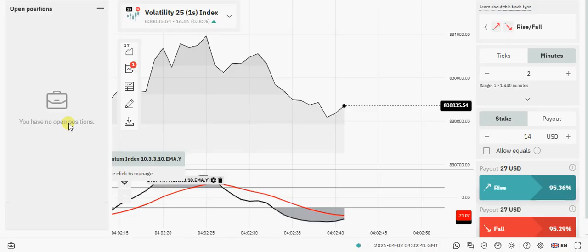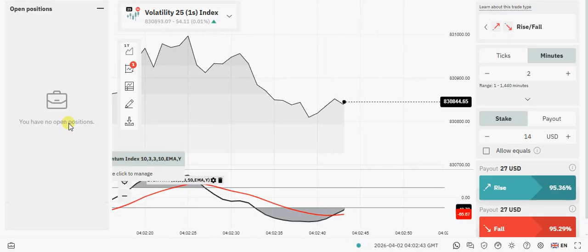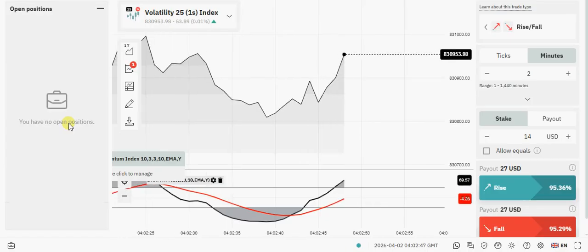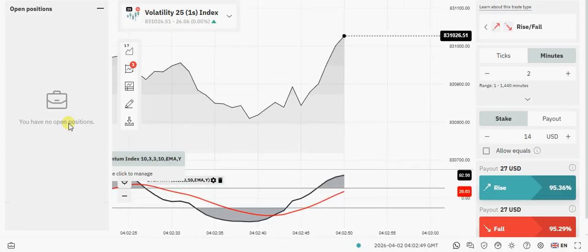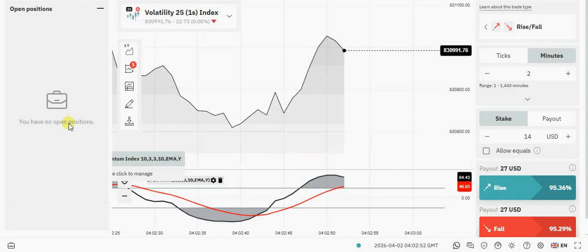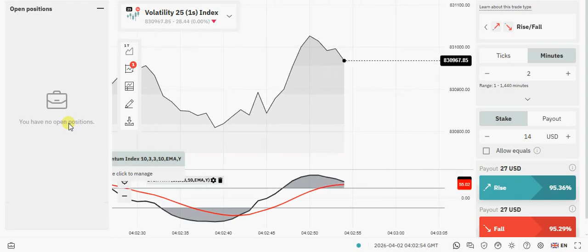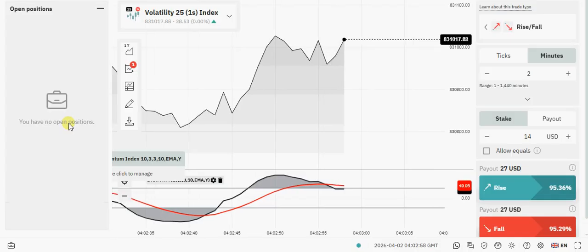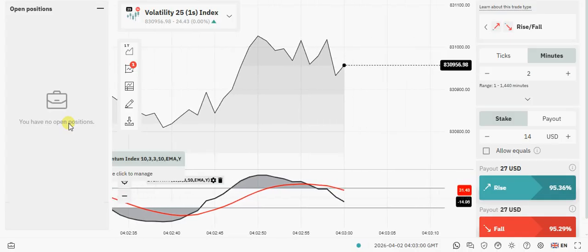Today is 1st of April, 2nd of April. It's early morning right here in Canada. So now 2nd of April 2026. So here we're going to be trading the Volatility 25 1x, and we're trading the rise and fall, and we're on the day trader interface.